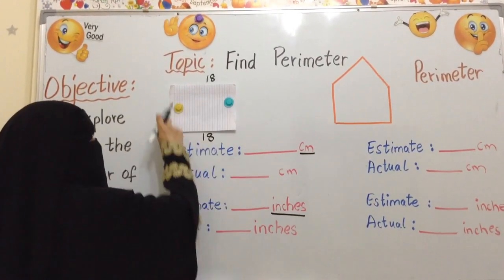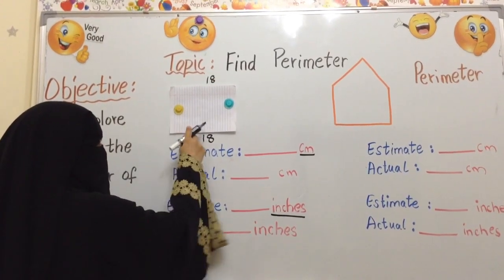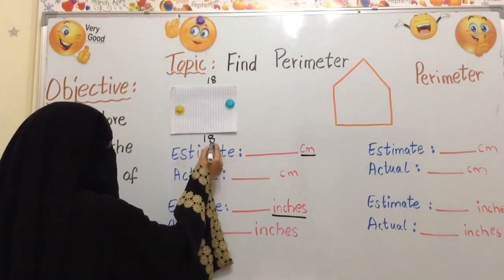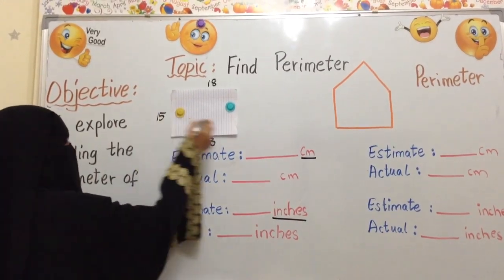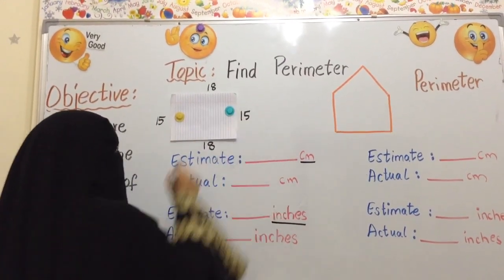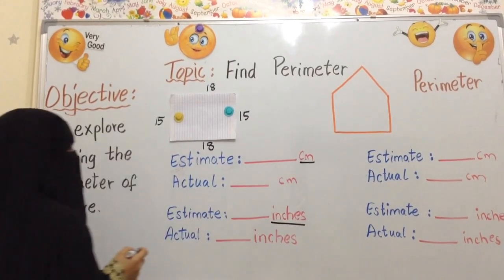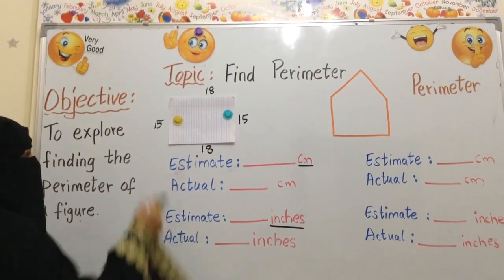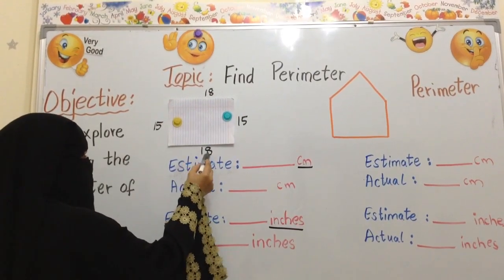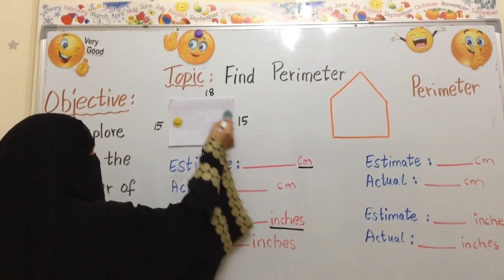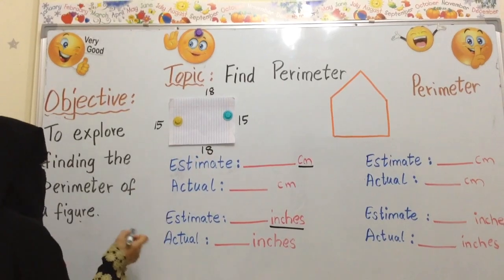Since it is a rectangular shape, the opposite sides are the same. And this side I'm going to take as maybe 15 centimeters. Now, for the perimeter, I need to add all these numbers. That means I have to add 18 plus 15 plus 18 plus 15. How much are you going to get?